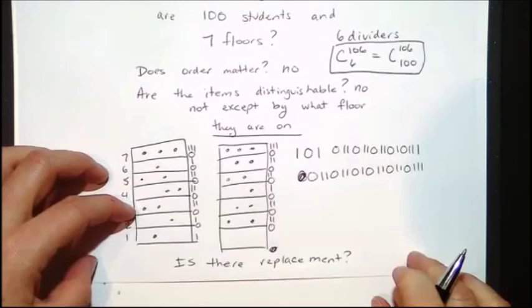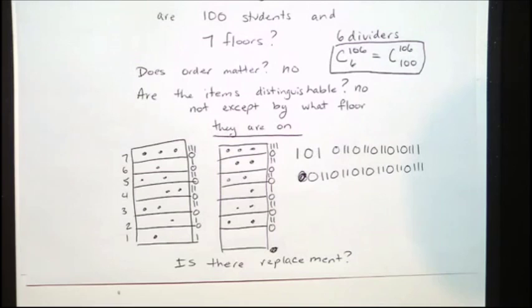So in the original problem that was specified, how many ways are there to distribute the students, there is a replacement because I can have more than one student, and I can't tell them apart. So this is intertwined with the distinguishable or indistinguishable problem. So if I ask you if there's replacement, I'm also asking you about distinguishable items. So yes, there is replacement because I can have lots of students that I can't distinguish from each other.